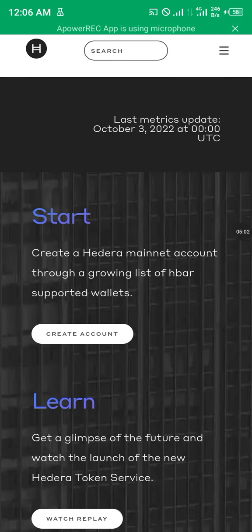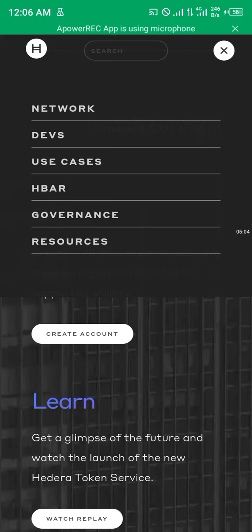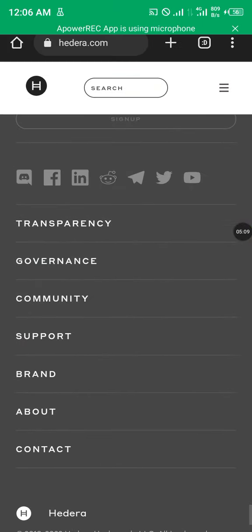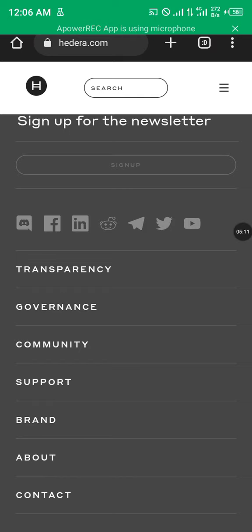What you want to check also is their socials. How much engagement have they got on their socials? We're going to go to their Twitter account first.